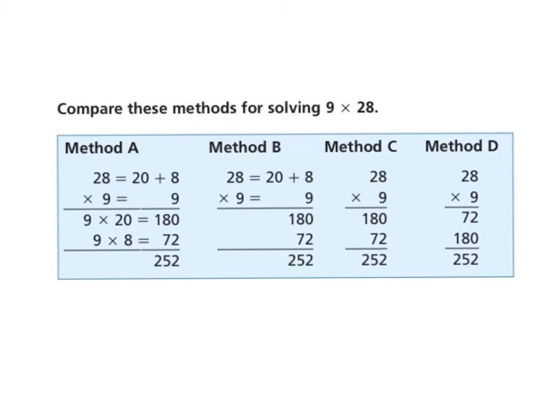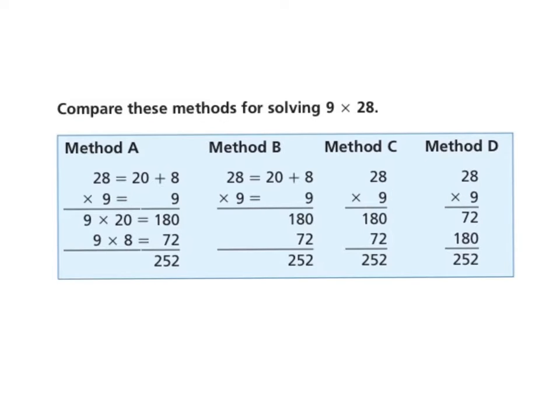Now for Method D, it's still the shortcut method, but this time they multiply the 1s first, which is 9 times 8 equals 72. Then they multiplied the tens column, 9 times 2, which equals 18, and added that 0. So the difference between Method C and D is that in Method C, they're multiplying the tens first, then the 1s, and in Method D, they're multiplying the 1s first, and then the tens.